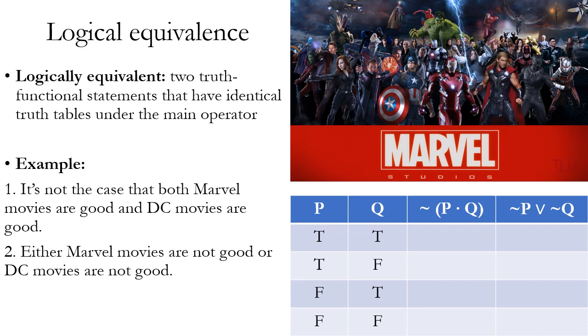So that's going to be a negated conjunction, which you can see in the third column in that table. And in the fourth column, we have our other compound statement, which is a disjunction of negations. You're saying either Marvel movies are not good or DC movies are not good. So let's start with the first compound proposition, filling in its truth values.